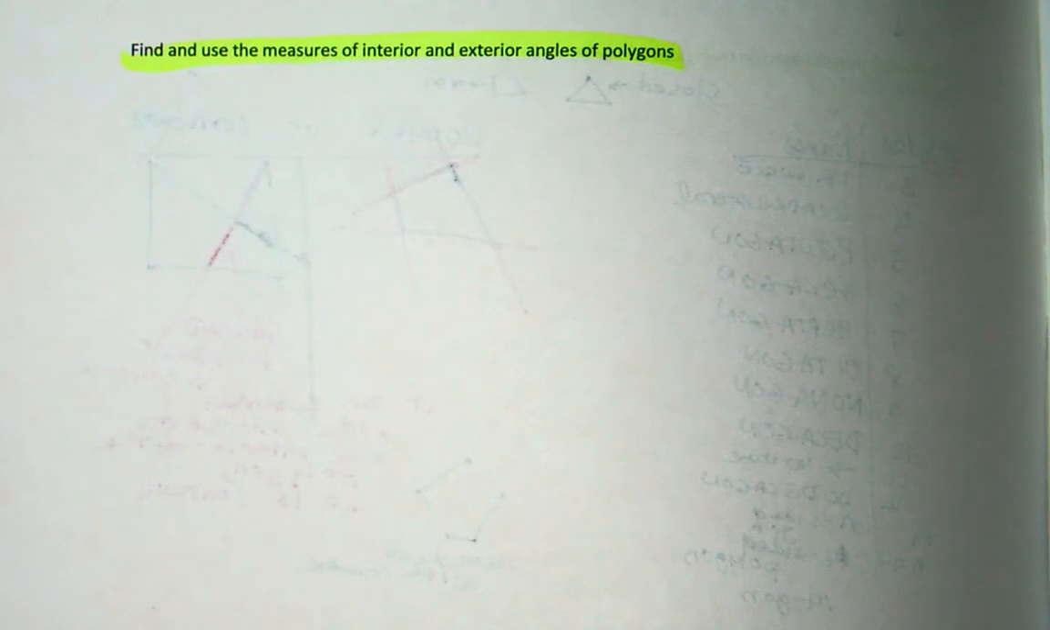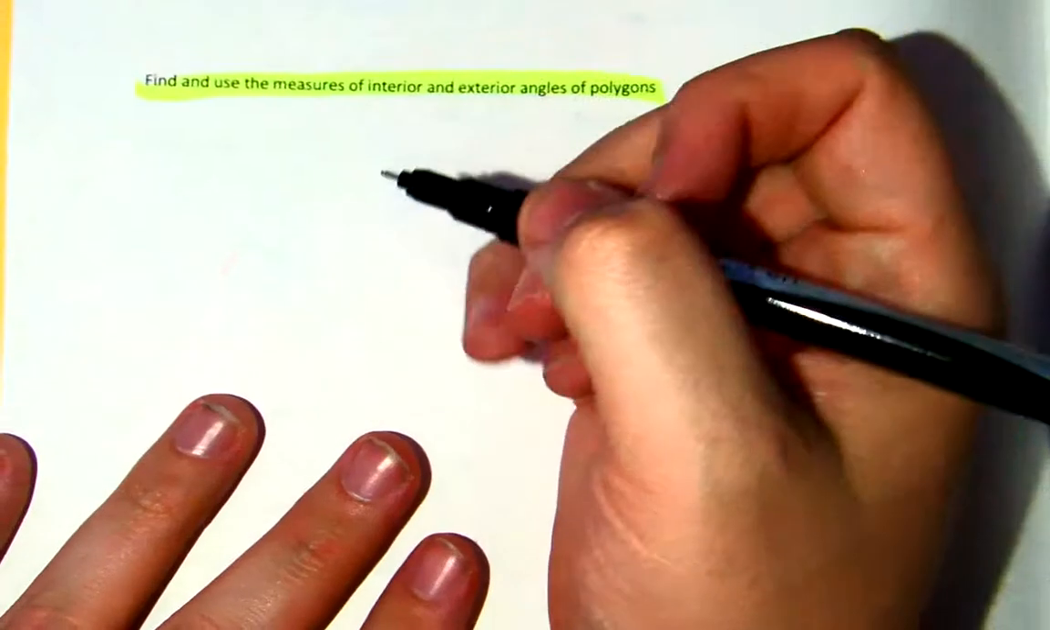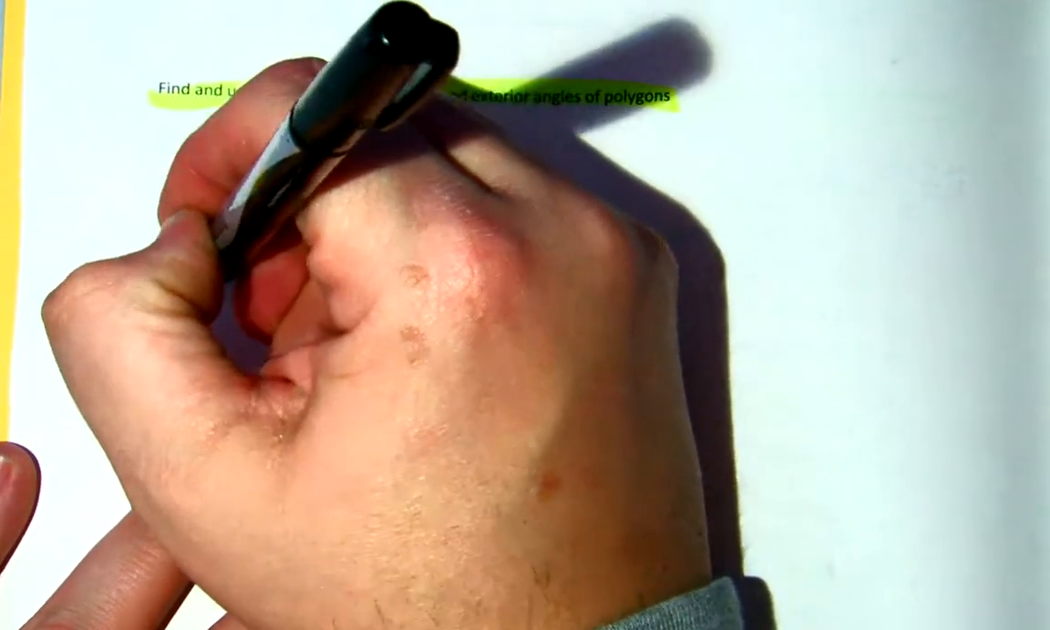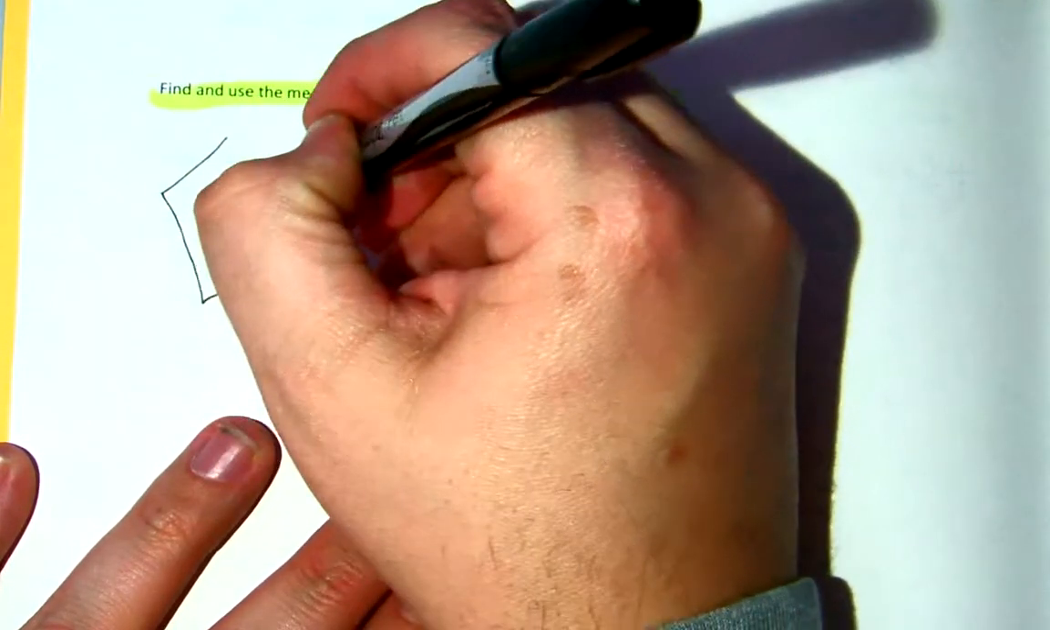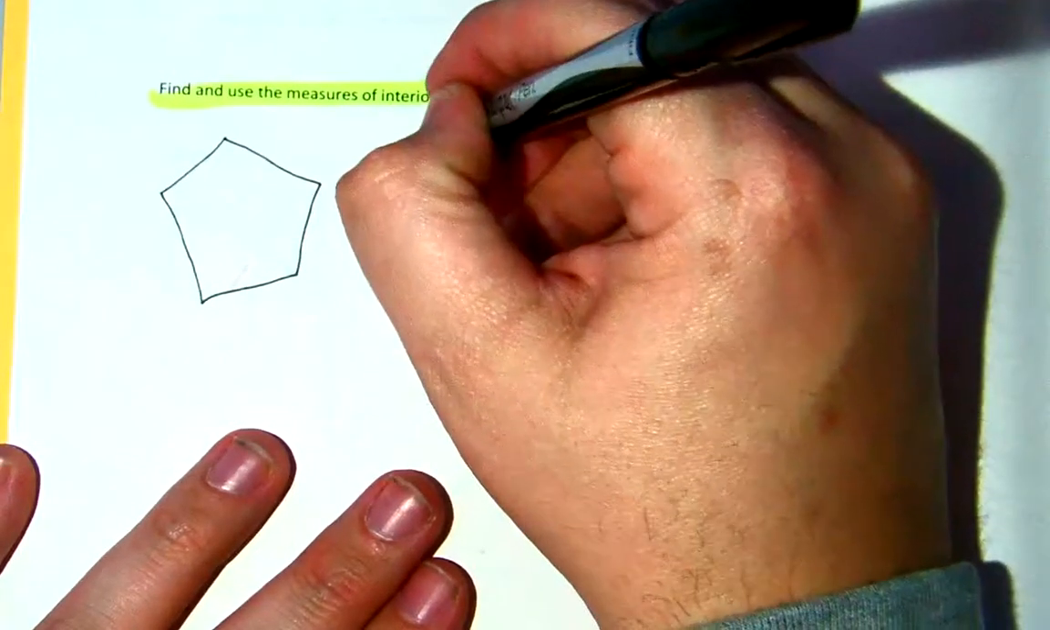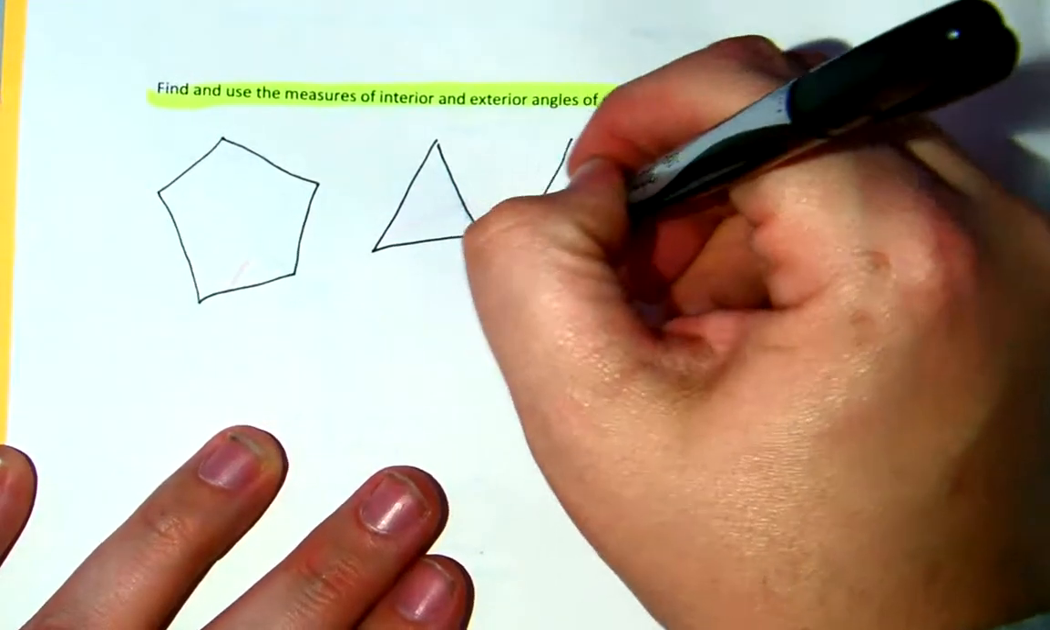Alright, again, since we got this a little bit late, we're going to talk about finding measures of interior and exterior angles of polygons. I always start with the pentagon because it's a whole lot easier to deal with. I'll also draw a triangle because triangles are important, and I'll draw a quadrilateral.